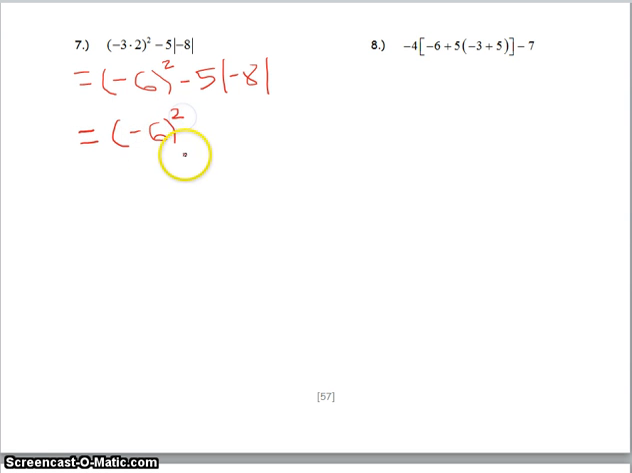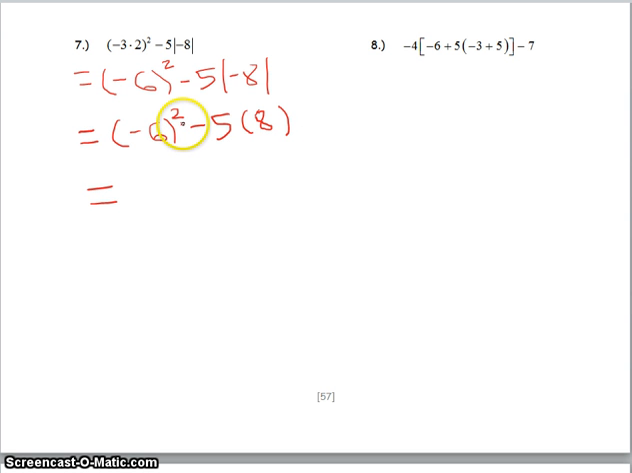So we write down the negative 6 in parentheses squared minus 5. And then the absolute value of negative 8 is 8, like was stated earlier. We would change the absolute value bars to a regular parenthesis, and we would make that positive 8. Now, there's nothing we can do with these parentheses.